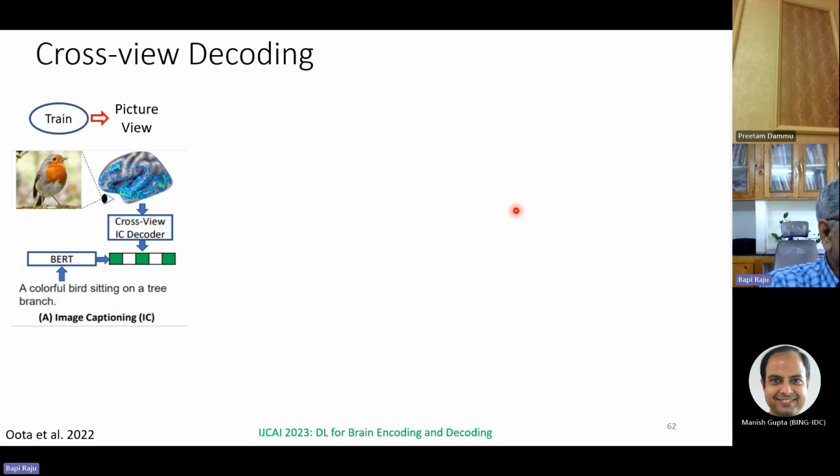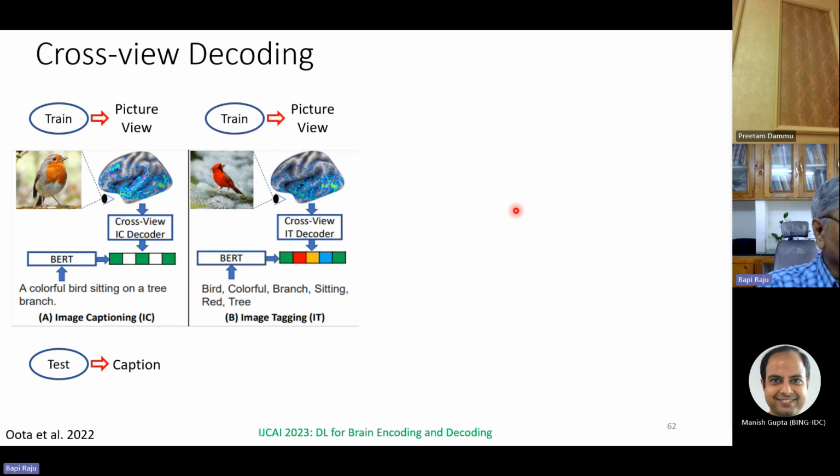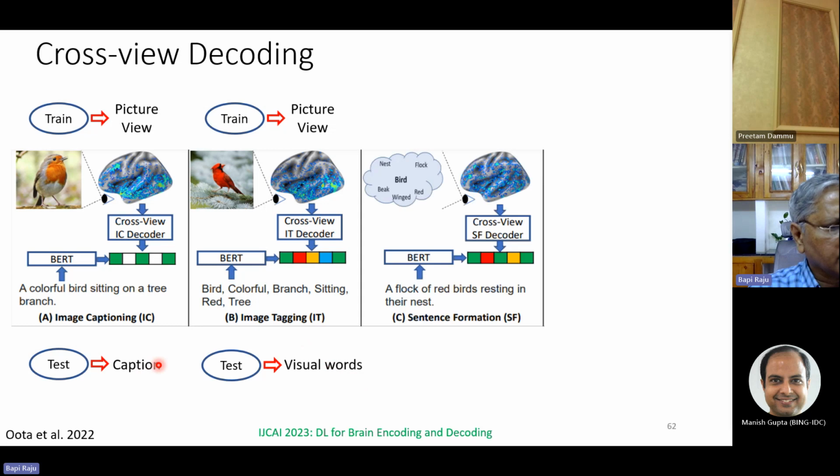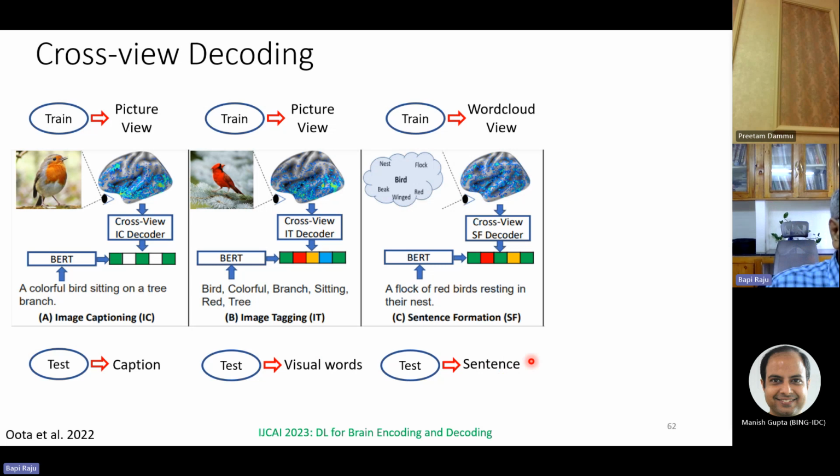The other question that we asked is, can we train with picture view, but generate captions for the images that you are seeing? The image captioning task. The other is the image tagging task: I train with picture view, and can you come up with image tags? So decode image tags, visual words, and in this case, captions.